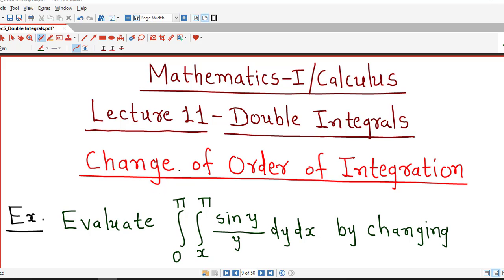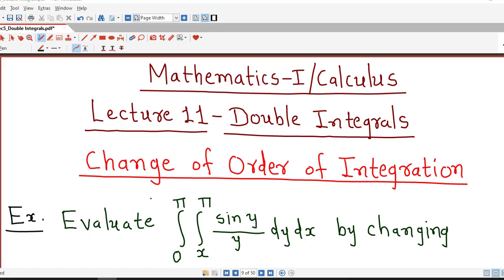Hello friends, I welcome you to lecture number 11 on double integrals. In this lecture we are going to discuss how to change the order of integration in a given double integral and how to evaluate the double integral by changing the order of integration.